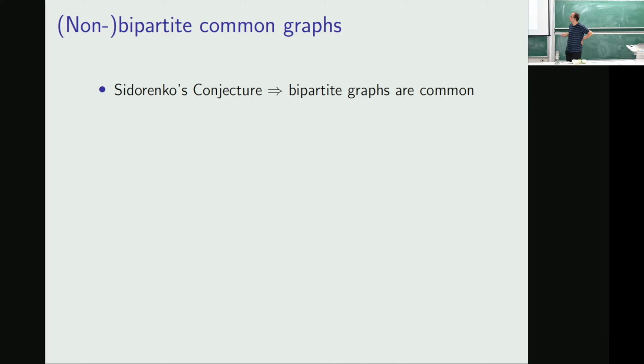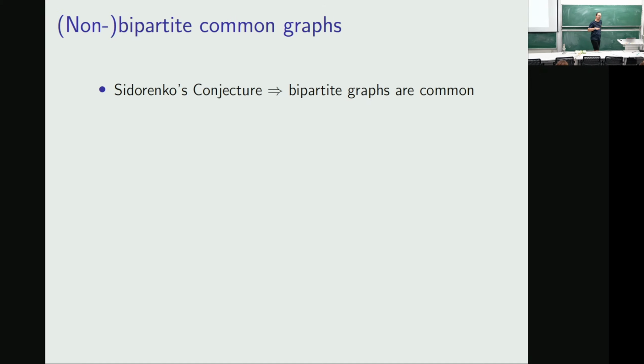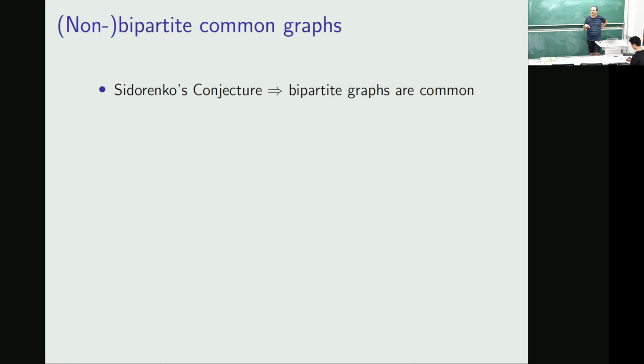However, as far as I know, there is no bipartite graph which is known to be common and not known to satisfy Sidorenko's conjecture. Sidorenko's conjecture says that every bipartite graph should be common. If it is known to hold for a particular bipartite graph, that graph is also known to be common, but I don't know, it might be my lack of knowledge of the literature, of any bipartite graph known to be common but not known to satisfy Sidorenko's conjecture. Of course, if Sidorenko's conjecture holds, there should be no such graphs, but in principle it might be easier to prove a graph to be common.